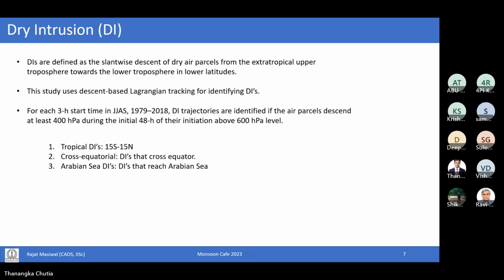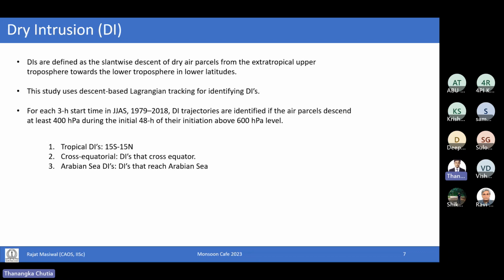years, these dry intrusion trajectories are identified as the air parcels which descend from a level above 600 hectopascal, and within 48 hours of their movement, they should traverse at least 400 hectopascal downwards. So doing that, you can have these three categories of DIs.